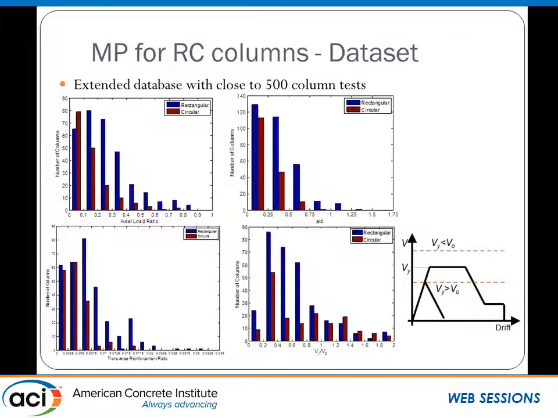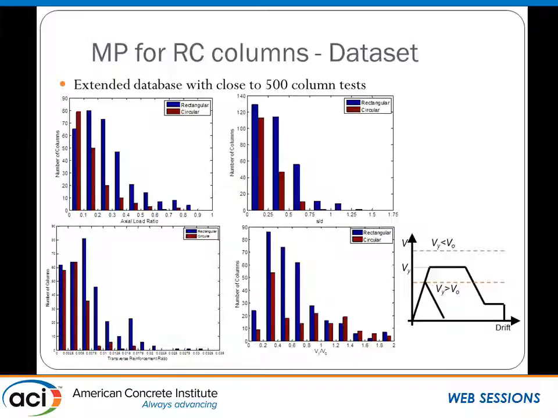Transverse reinforcement spacing to depth. Most of the tests are within d over 2, so the reinforcement is tighter than d over 2, but there's quite a bit between d over 2 and d, and a few that are spaced beyond d. The transverse reinforcement ratio, we go all the way up to about 2%. A lot of columns are at the low end of the transverse reinforcement ratio.